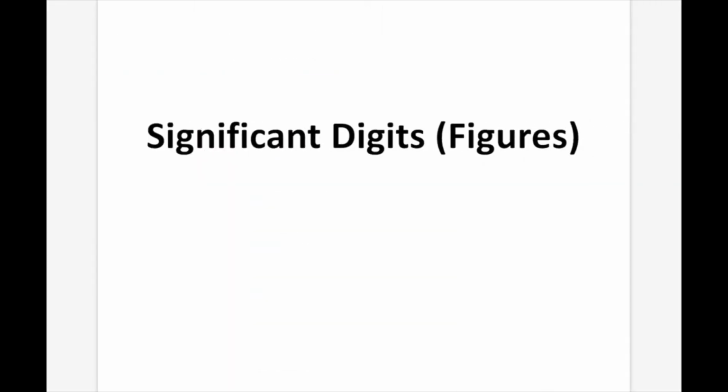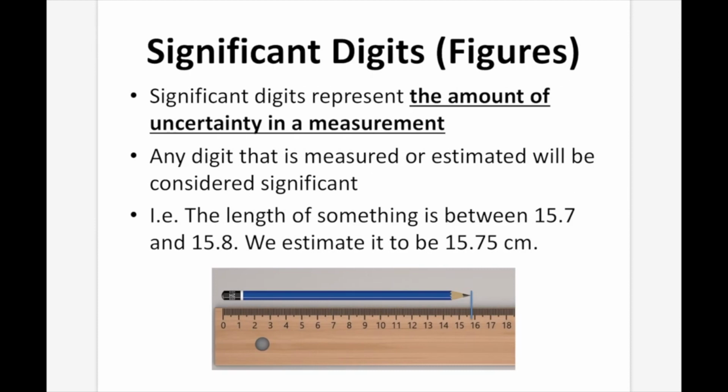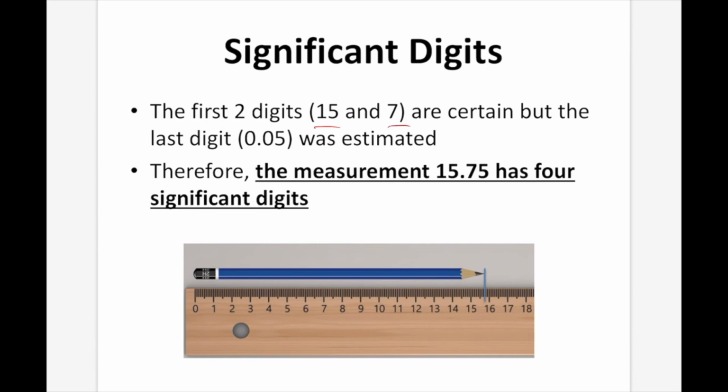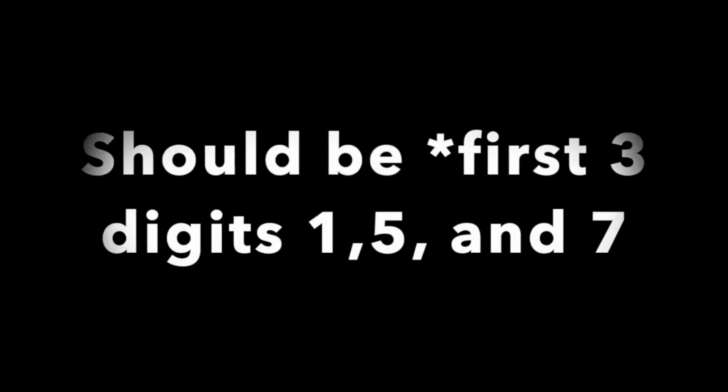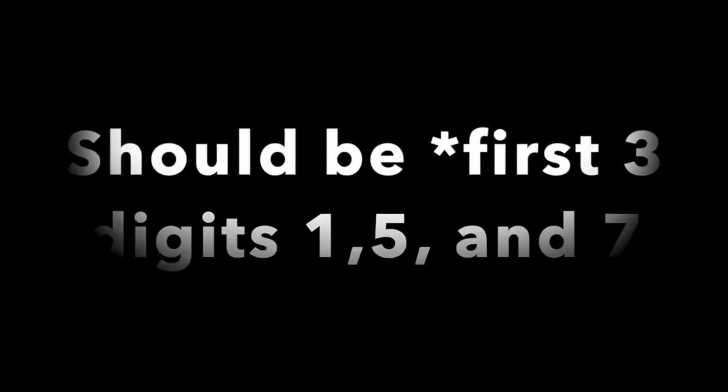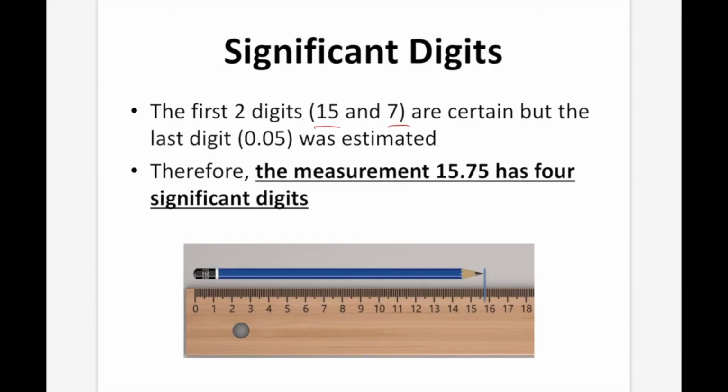Significant digits, or significant figures. Significant digits represent the amount of uncertainty in a measurement. Any digit that is measured or estimated will be considered significant. So for example, the length of something is between 15.7 and 15.8. We estimate it to be 15.75, and that's what you can see right here with this measurement. Now the first two digits, the 15 and the 7, are certain, but the last digit, the 0.05, was estimated. Therefore, the measurement 15.75 has 4 significant digits.